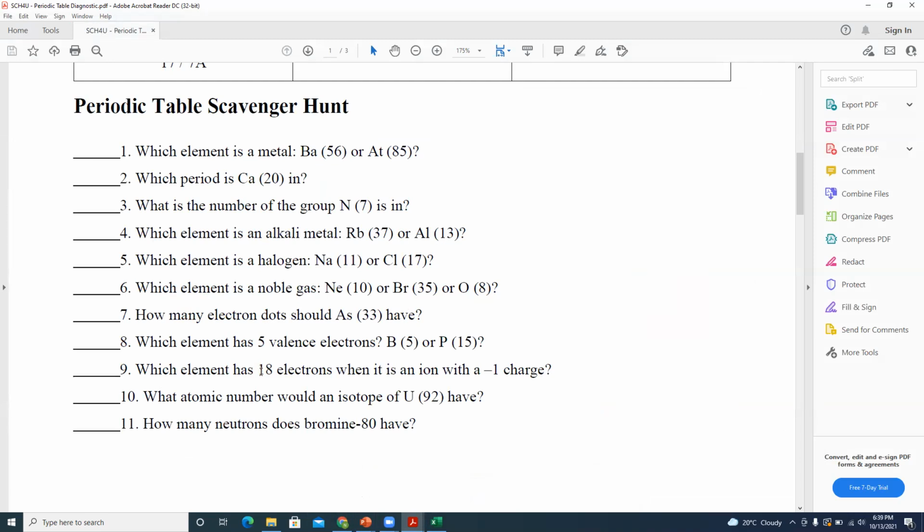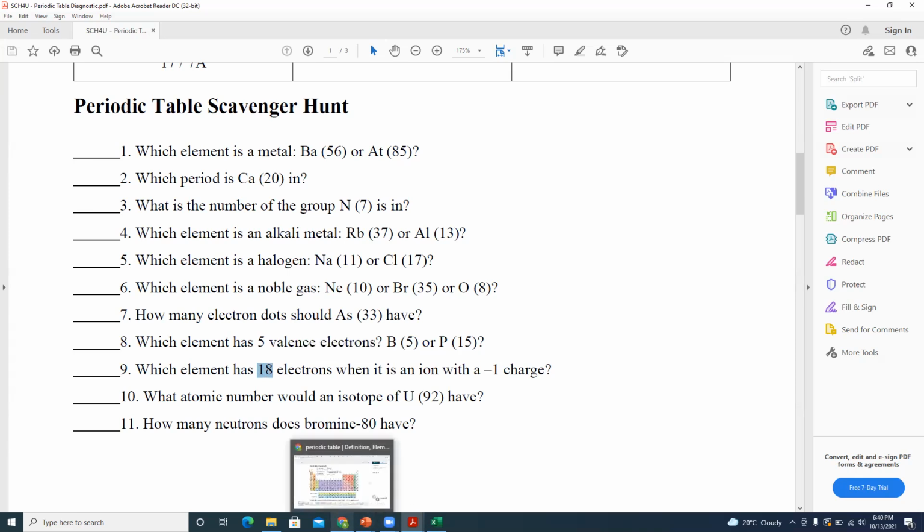Which element has 18 electrons when it is an ion with a -1 charge? So let's think about when it's an ion with a -1 charge and it has 18 electrons in that state. So if it has 18 electrons when it has a -1 charge, that means normally when it's just an element and it's not an ion, how many electrons should it have then? It would have 17. So 18 minus the 1, 17 electrons, right?